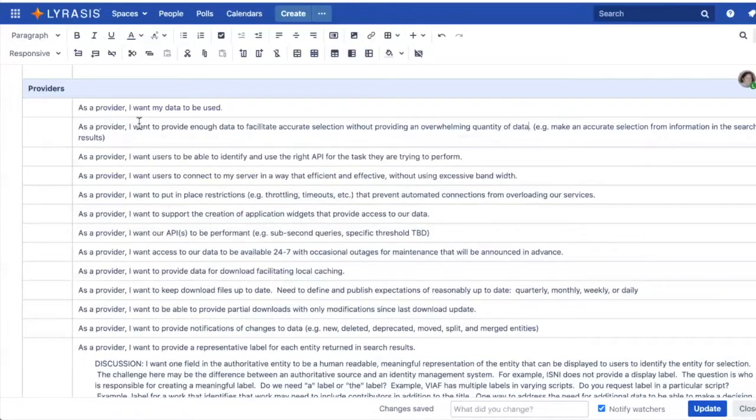Okay, so to capture that, I shifted that one to be: I want to provide enough data to facilitate accurate selection by the end user without providing an overwhelming quantity of data. That works. Go ahead.